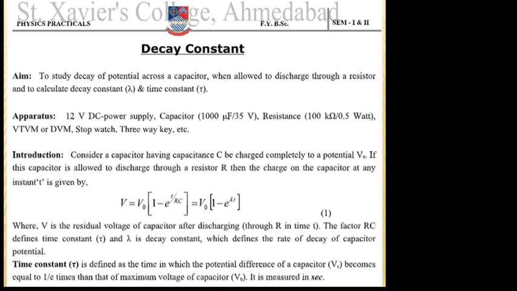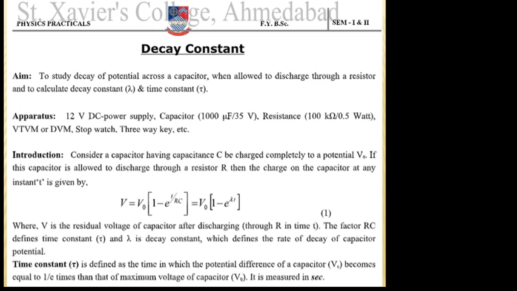In this experiment, our aim is to study the decay of potential across a capacitor when allowed to discharge through a resistor, and to calculate the decay constant, which is known by lambda, and the time constant, which is known by tau.